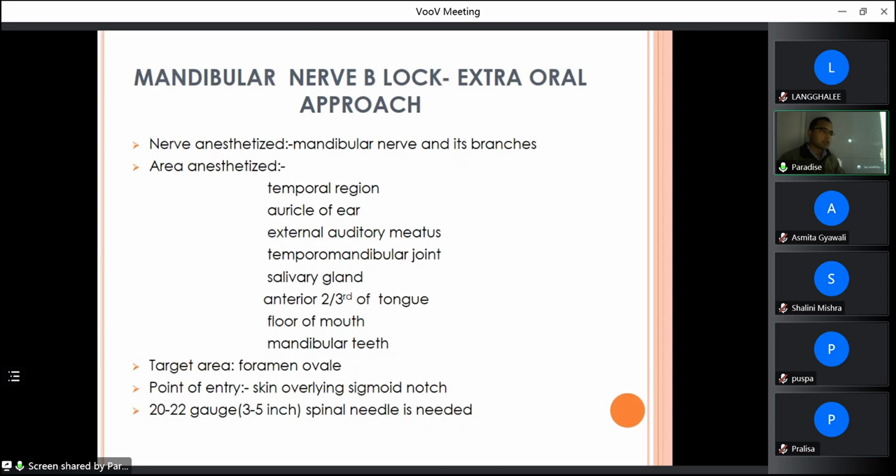So as soon as it exits through the intracranial fossa through the foramen ovale, you have to deposit your local anesthesia in the region of the foramen ovale. So all the branches of the mandibular division will be blocked or anesthetized simultaneously. The point of entry is the skin over the sigmoid notch, 20 or 22 gauge, 3 to 5 inch spinal needle is needed. A spinal needle is a very long needle, and you have to approach just anterior to the TMJ area, in the depth of the sigmoid notch.